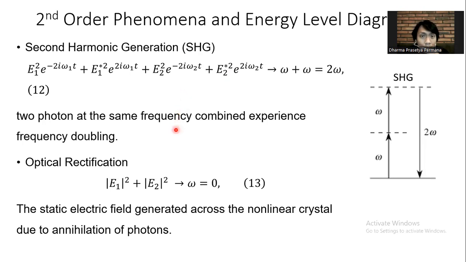Okay, and the last term here is what we call the optical rectification. In optical rectification, instead of omega 1 and omega 2 combining or differencing each other, they destroy each other. So we can see that there are no new lights being generated in the optical rectification, because all of the light destroys each other. Where the light goes is the static electric field that is being generated inside the nonlinear crystal.